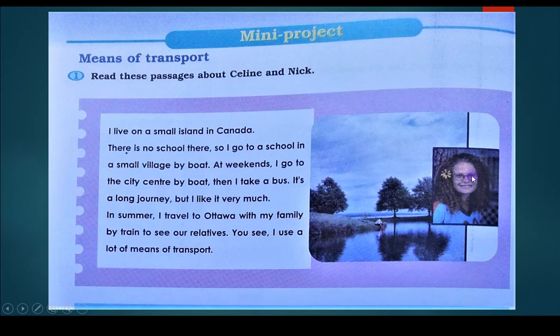One is about Celine and the second is about Nick.